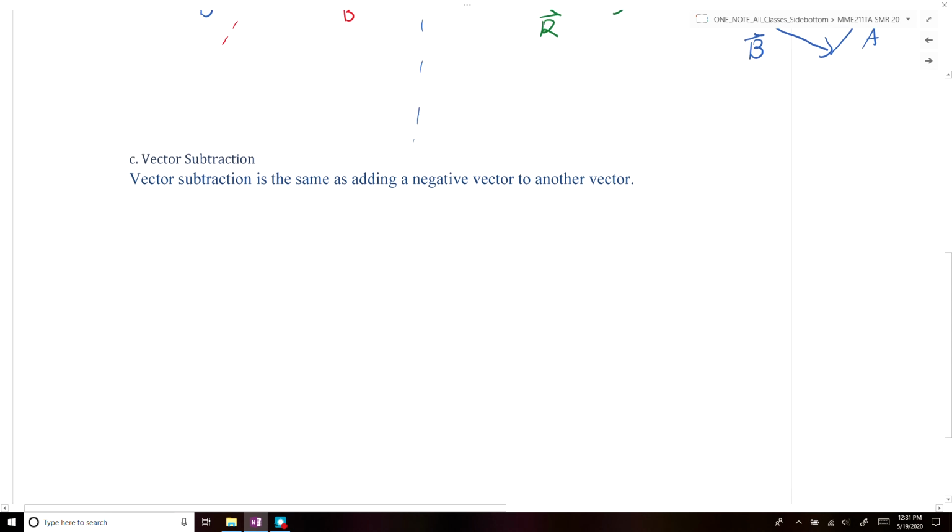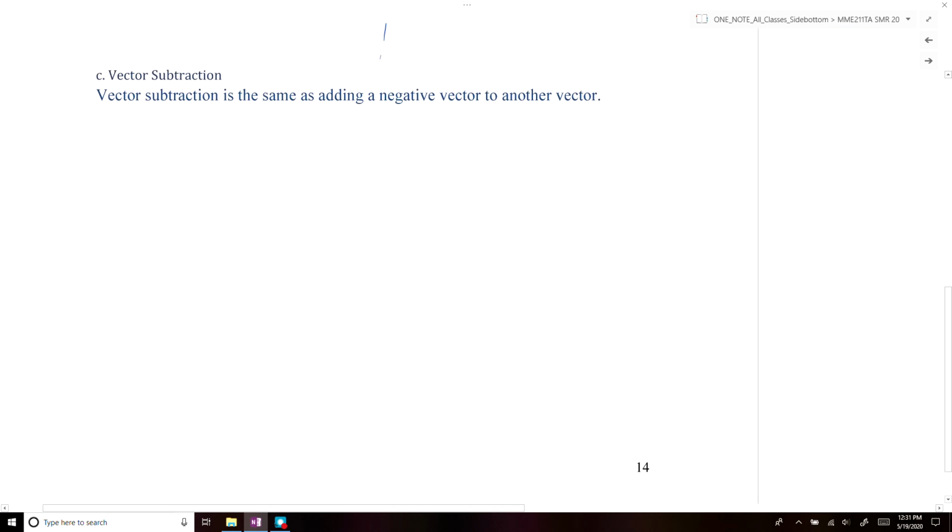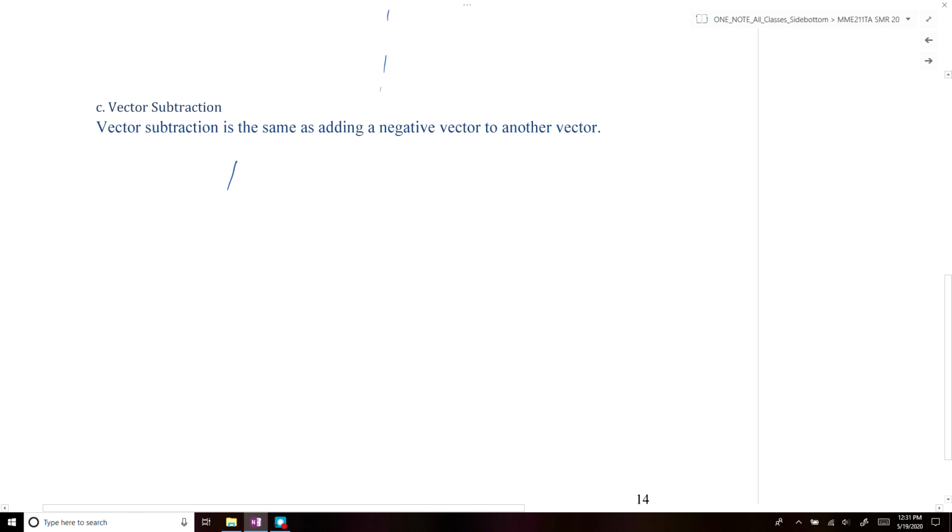Alright, so the last operation we're going to talk about for vectors is vector subtraction. So if you want to find the difference between vector A and vector B, that would be the same thing as adding vector A plus vector B times -1.